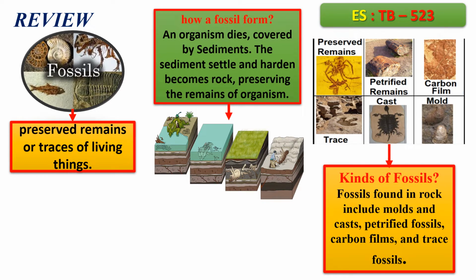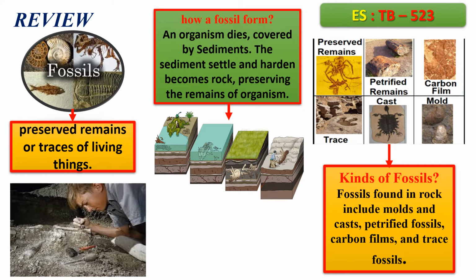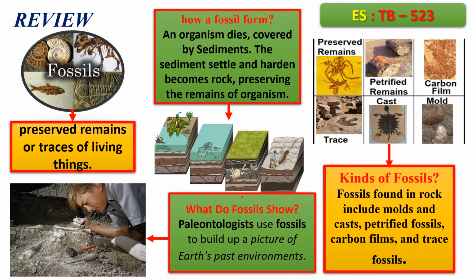What are the kinds of fossils? Fossils found in rock include molds and casts, petrified fossils, carbon films, and trace fossils. And finally, what do fossils show? Paleontologists use fossils to build up a picture of Earth's past environments.